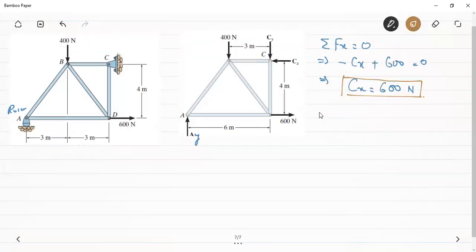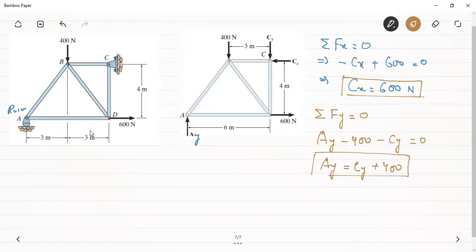After that, we can apply the summation of the forces in the y direction to be 0. We can see that AY is positive because it is upwards, minus 400 minus CY, this has to be 0. We can see that AY is equal to CY plus 400. And this is another equation.